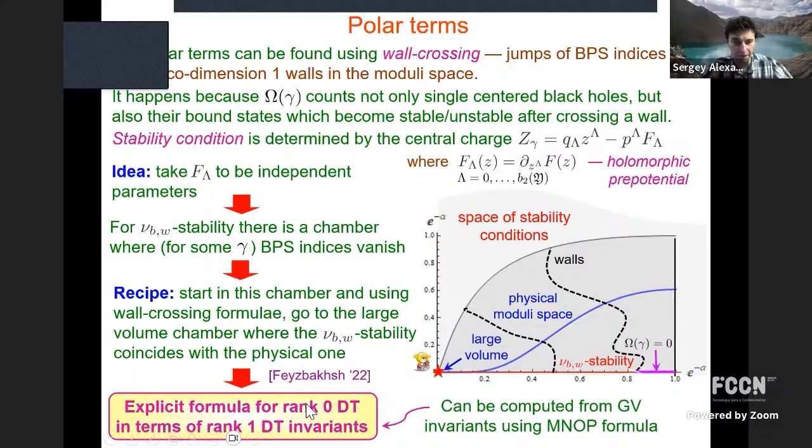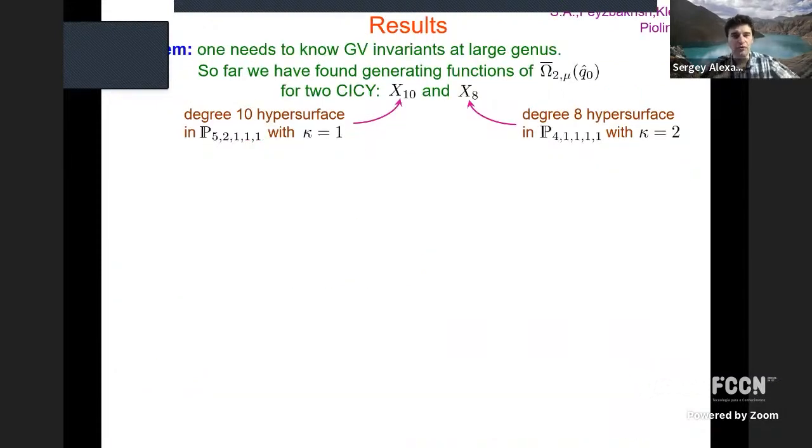And this is what Feyzbakhsh has done. As a result, she obtained an explicit formula expressing rank 0 DT invariants in terms of rank 1 DT invariants. And those, as I explained in the introduction, can be computed starting from GV invariants using the Katz-Klemm-Pandharipande formula. So it seems like everything is fine, but the problem is that typically we need to know GV invariants of a very large genus. And for most of the Calabi-Yaus, unfortunately, we don't have this knowledge.